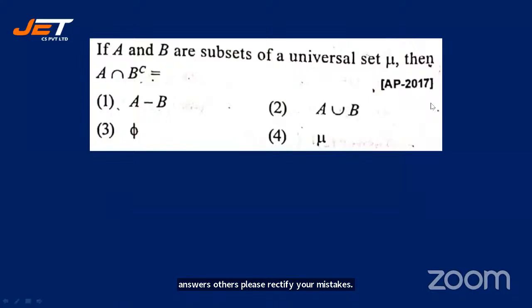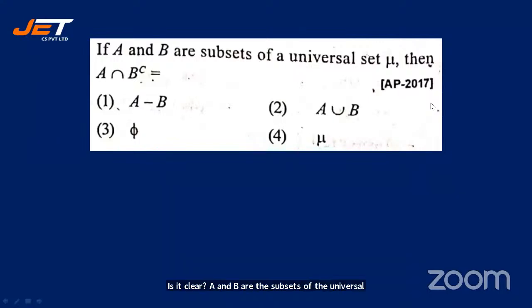If A and B are subsets of a universal set mu, then A intersection B power C is equal to dash. What is it? Is it clear? A and B are the subsets of a universal set mu.